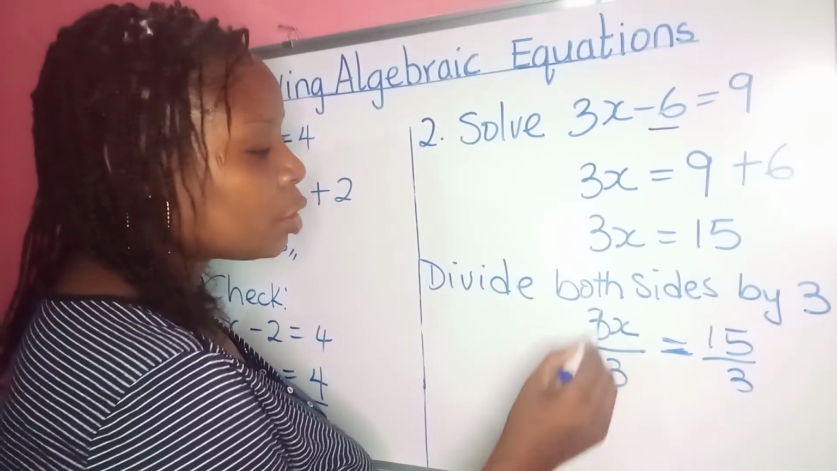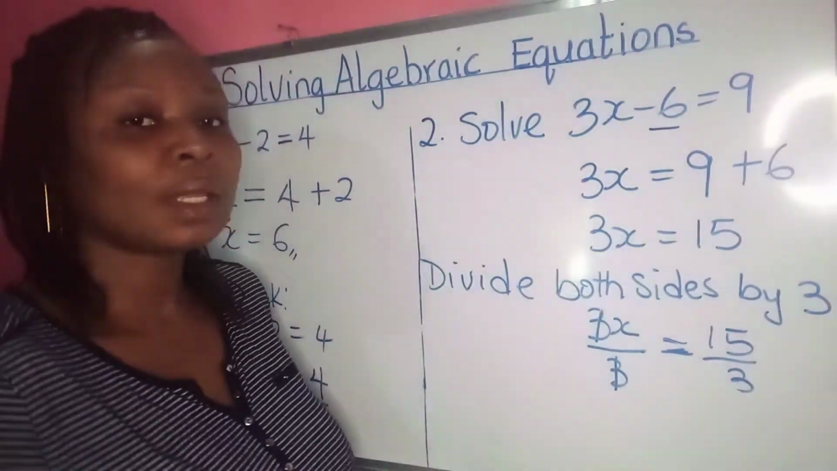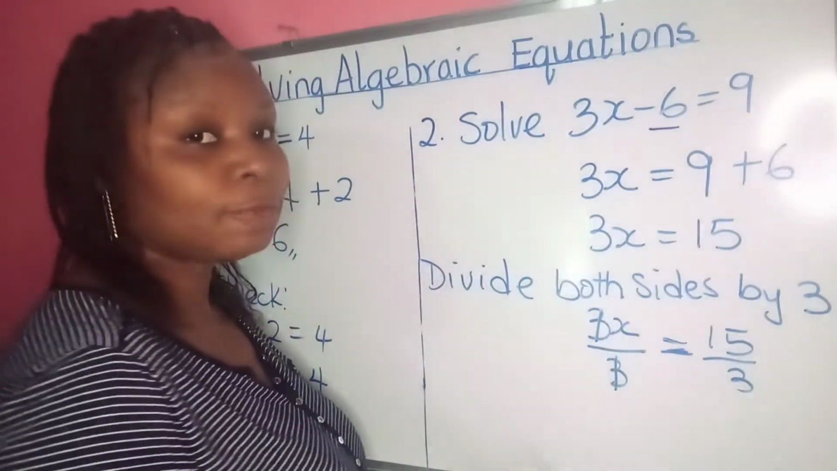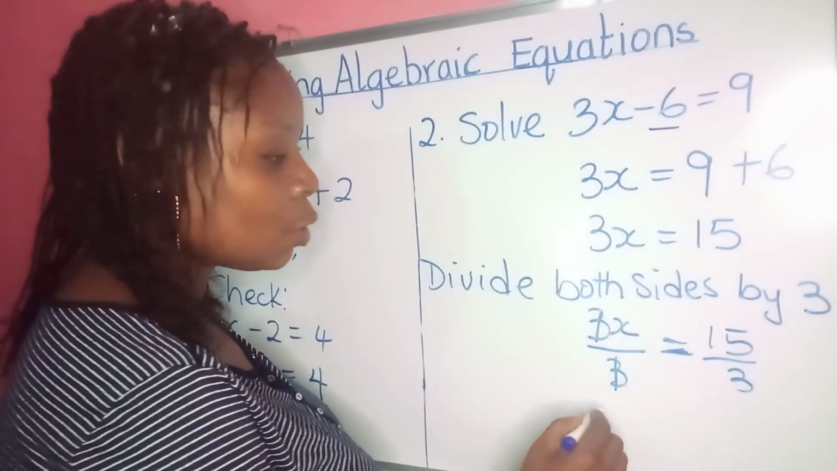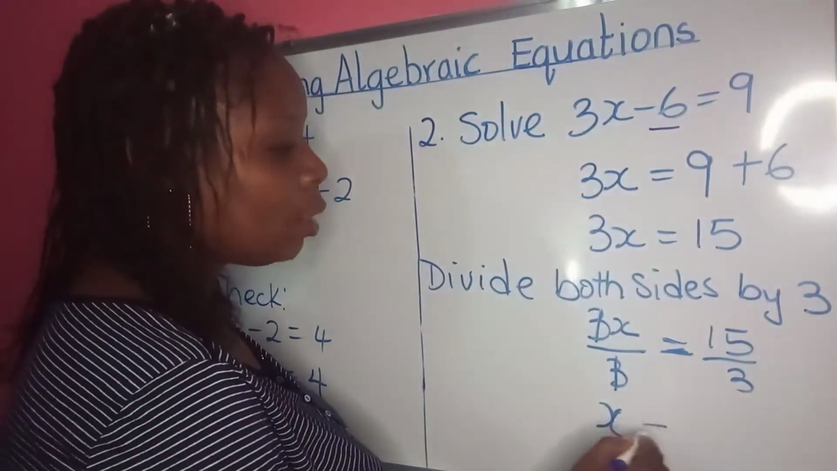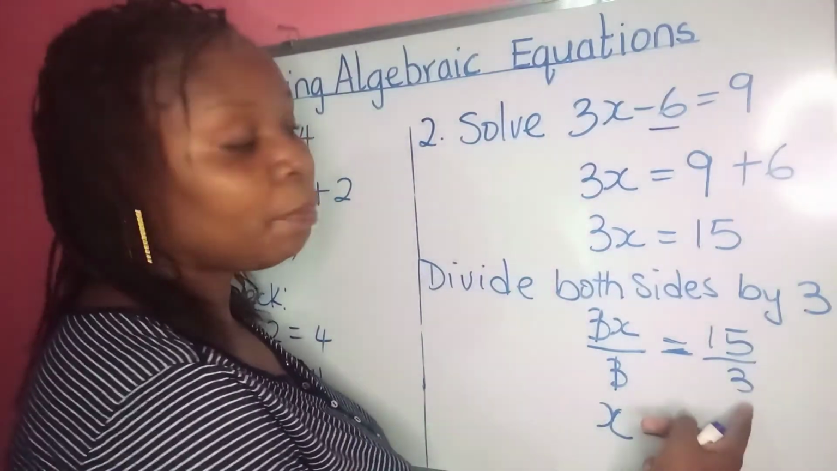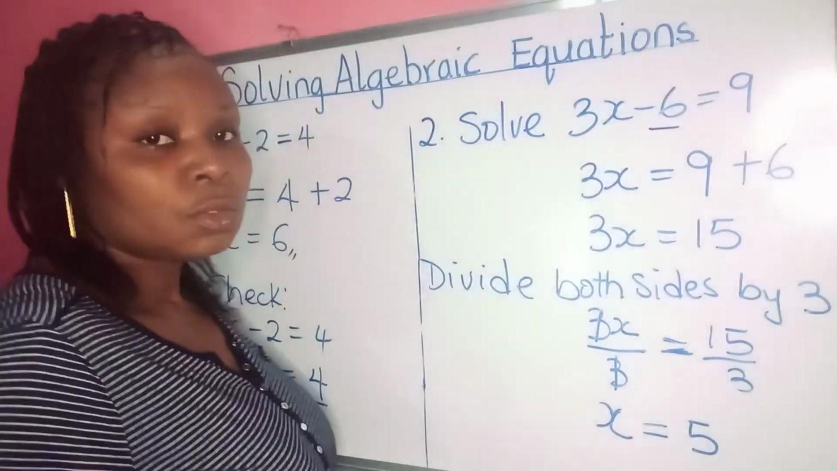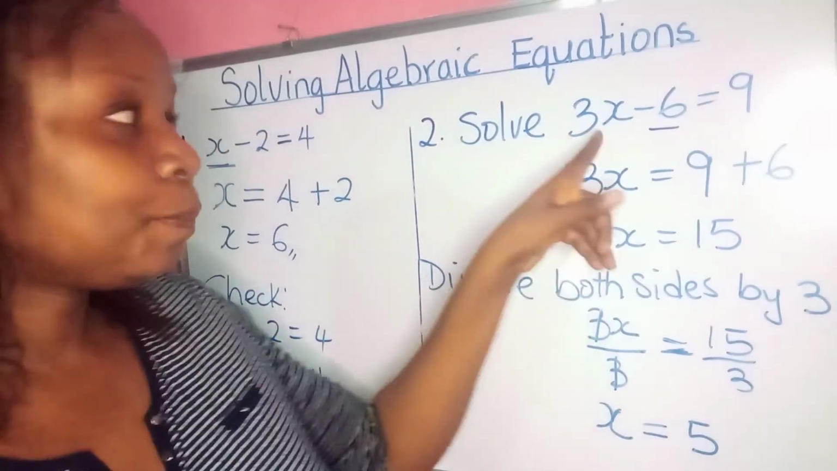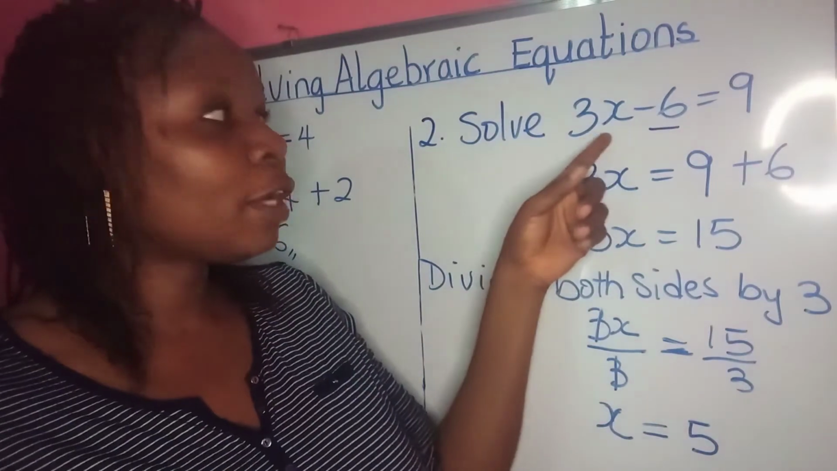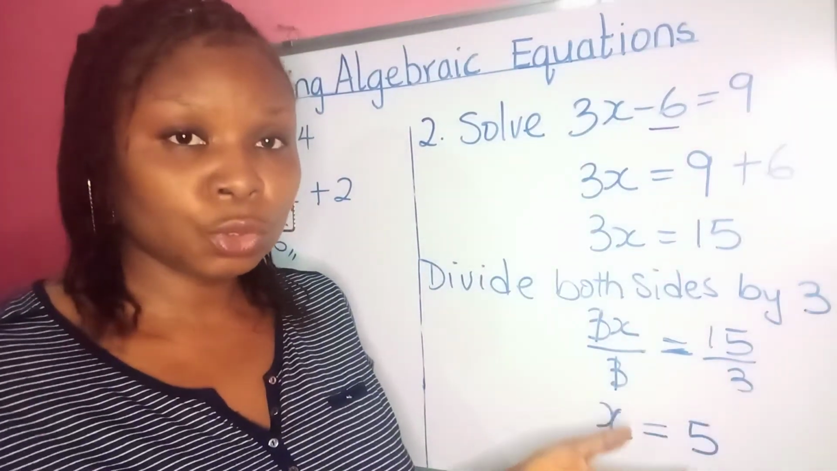So this 3 cross this 3, or we say 3 divided by 3 is 1. So this side is left with x, and 1 times x is still x. So on this side, you have only x. While on this side, 15 divided by 3 gives 5. So x is 5. Okay? So 5 is the value of x that makes this equation true or balanced.